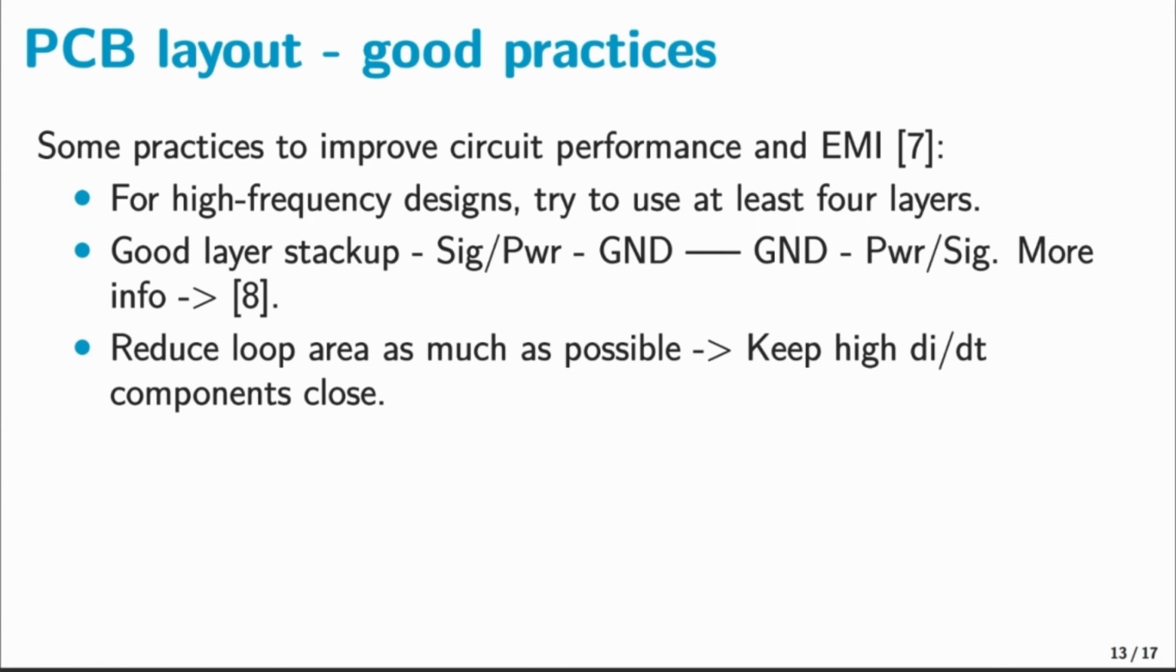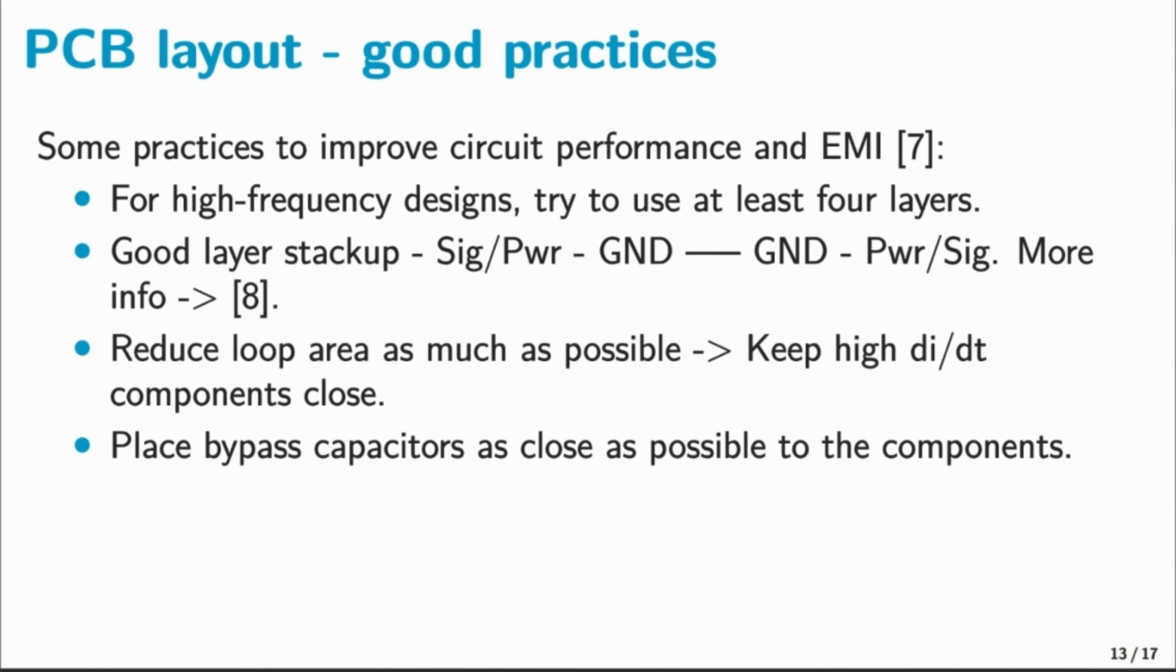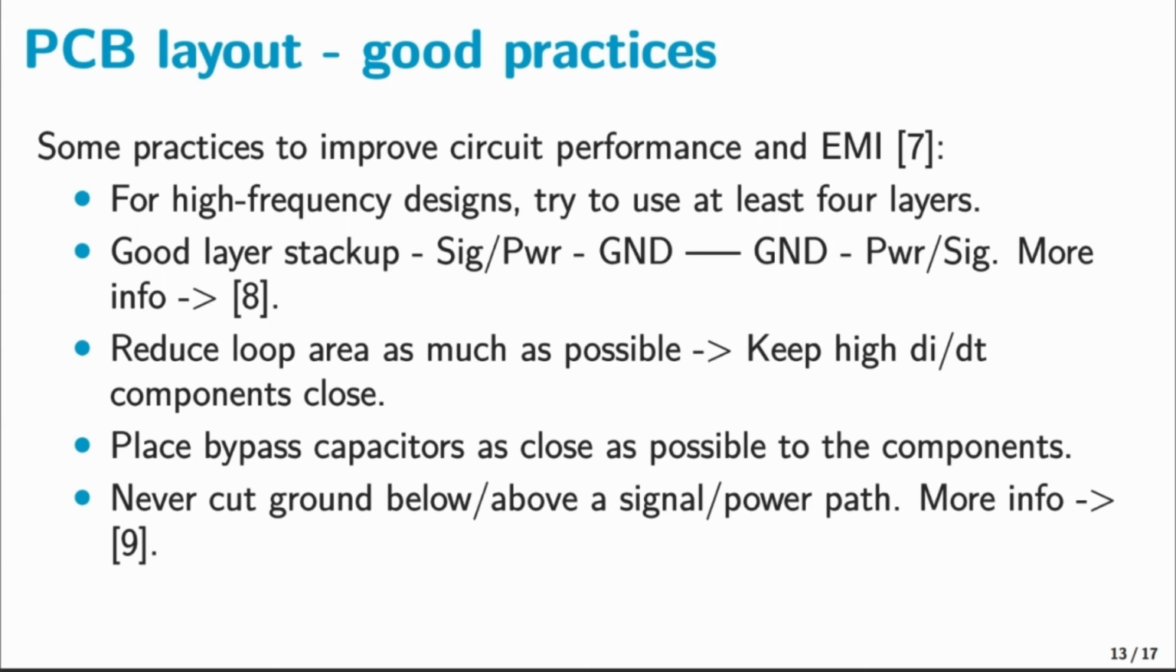The loop area of high di/dt currents should always be minimized. This means that critical components, such as the switches, decoupling capacitors, and diodes, should be placed close together. However, this compact placement must never violate the required clearance and creepage distances for safety. Bypass capacitors should be placed as close as possible to the devices they serve, and the ground plane should remain continuous beneath the high speed signal or power traces to ensure a low impedance return path.